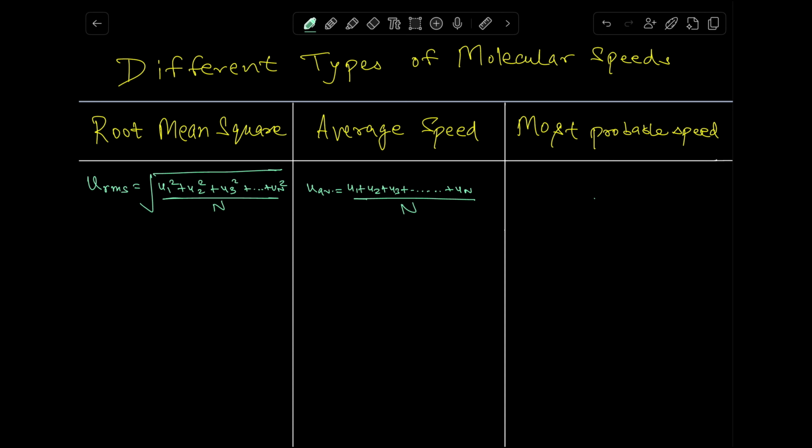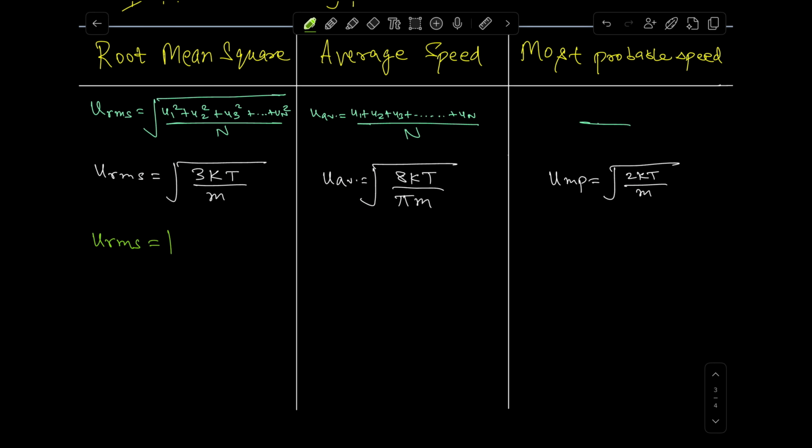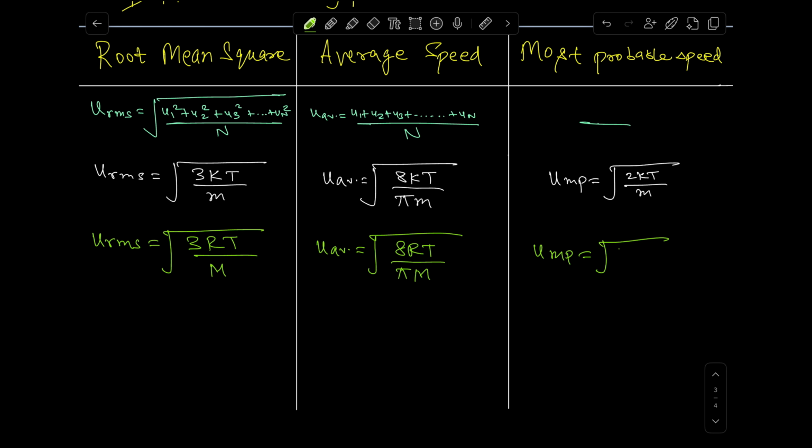On simplifying further, we can write root mean square speed as u RMS is equal to under root of 3KT divided by m. U average can be written as under root of 8KT divided by pi m. Similarly, u most probable can be written as under root of 2KT divided by m. U RMS can also be written as under root of 3RT divided by capital M. U average can be written as under root of 8RT divided by pi M. Similarly, u most probable can be written as under root of 2RT divided by M.